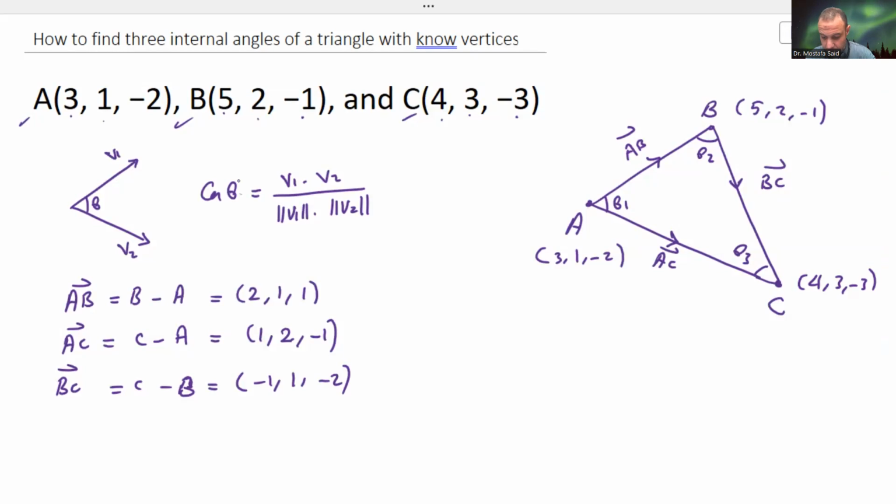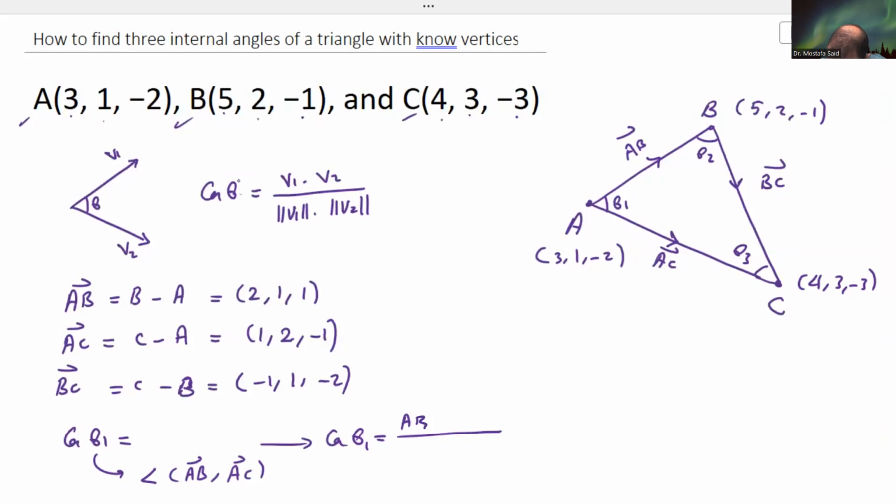We're going to start with theta 1. So cosine theta 1. Theta 1 is between AB and AC. So theta 1 here is the angle between the AB vector and the AC vector. So cosine theta 1 is basically AB dot AC divided by the magnitude of AB multiplied by the magnitude of AC.